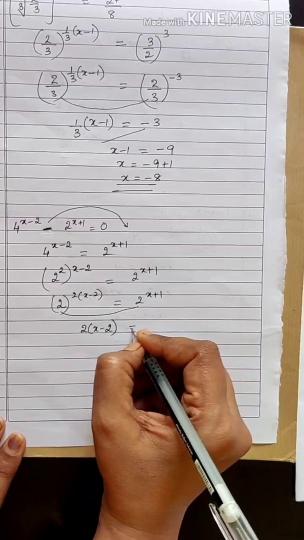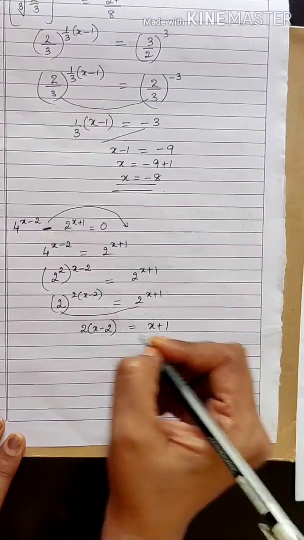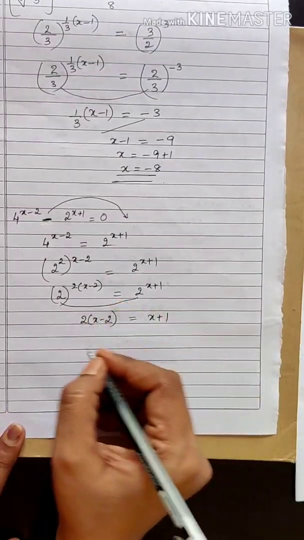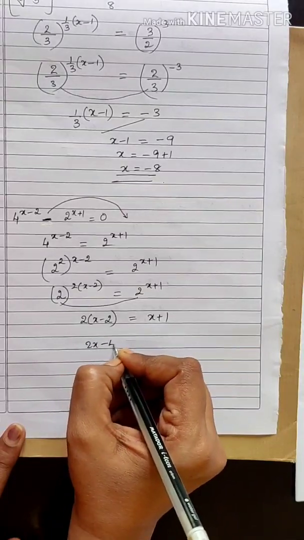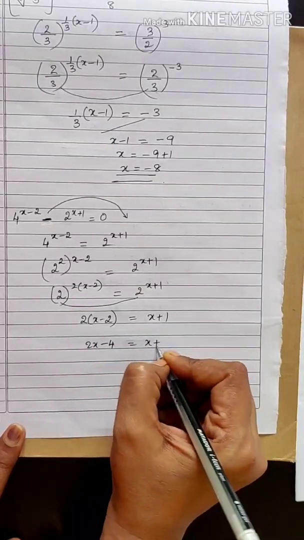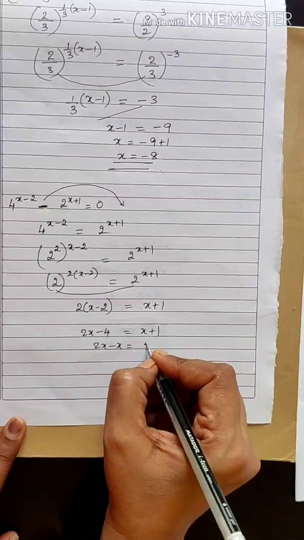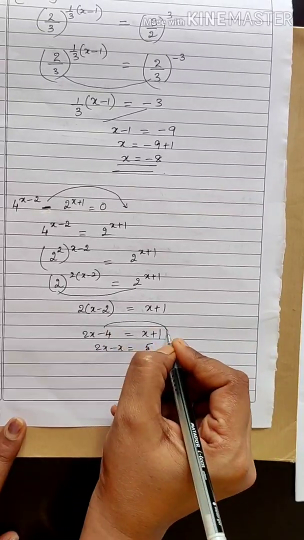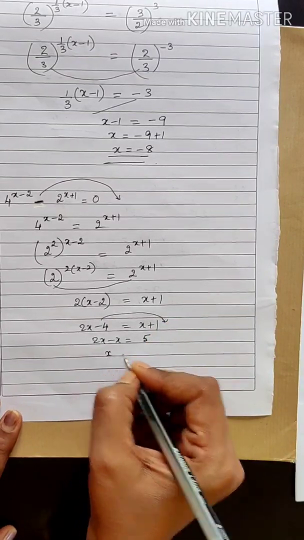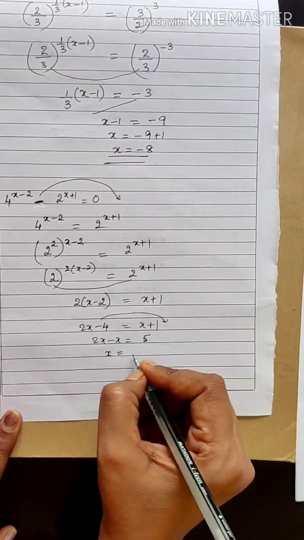2(x-2) is equal to x+1, which is 2x minus 4 is equal to x+1. 2x minus x is equal to 5. 1 plus 4 is 5. So x is equal to 5.